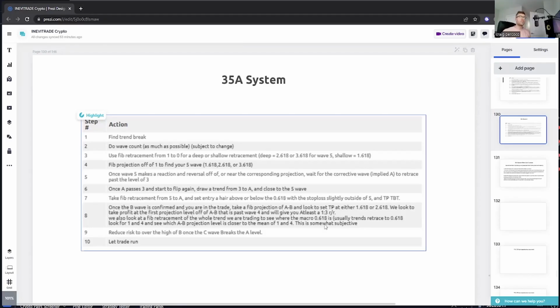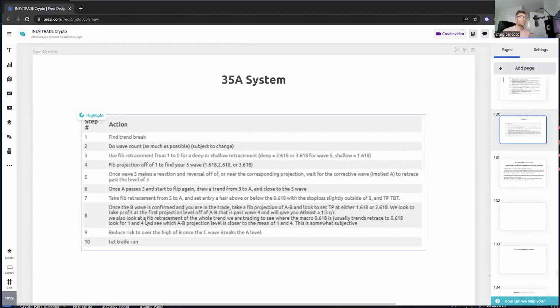Now, this is something that has been debatable for quite some time, and it's still open to interpretation. People have different ways of doing it. Recently, what I've found, and I normally just eyeball this and do what my instincts are, but we want to shoot for, at least in the beginning when you're learning this, the first projection that passes wave 4 and gives you at least a 1 to 3 risk reward. So let's actually look at the next part and then we'll compare the two.